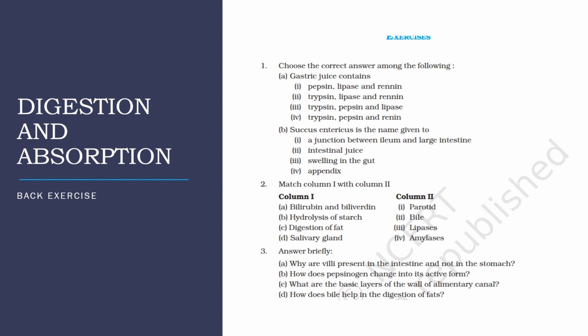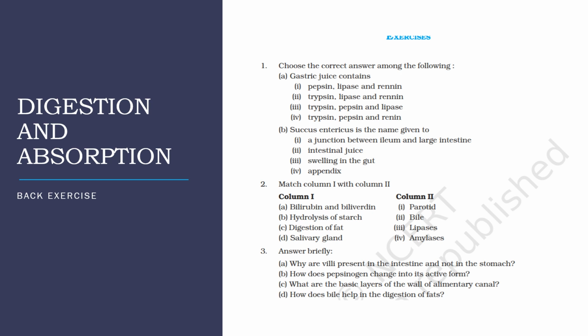Now next question is answer briefly. Third question, answer briefly. Why are villi present in the intestine, not in the stomach? Now villi are present in the intestine to increase the area of intestine so that absorption of digested food occurs efficiently. Because in stomach no absorption takes place, so the villi are present in intestine so that maximum absorption of substances may take place.